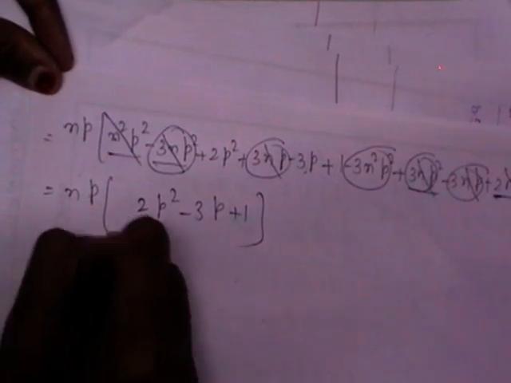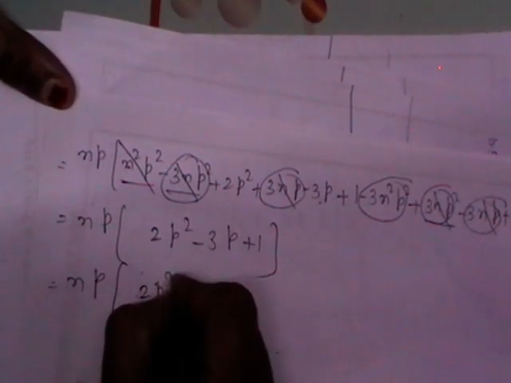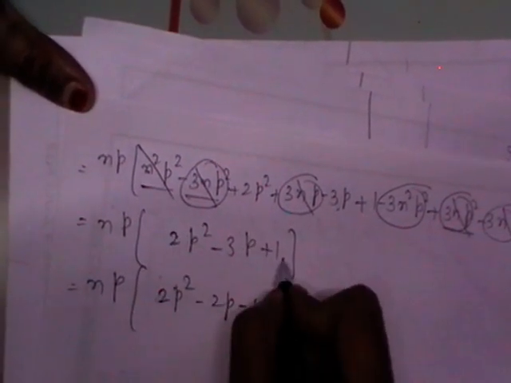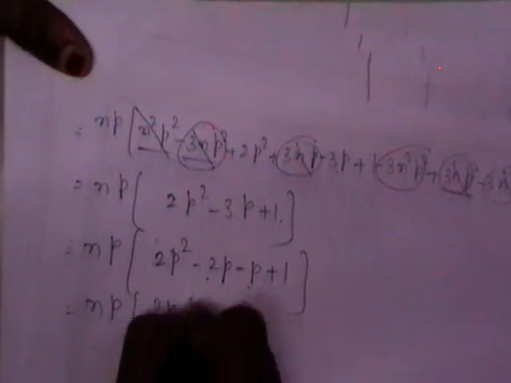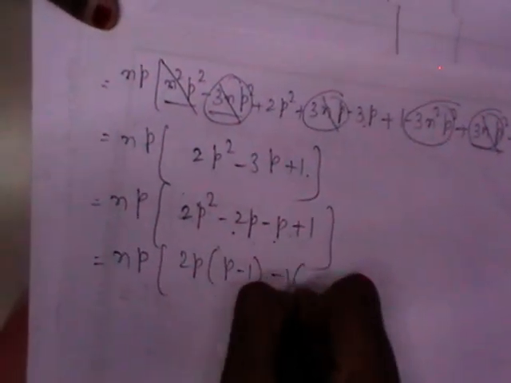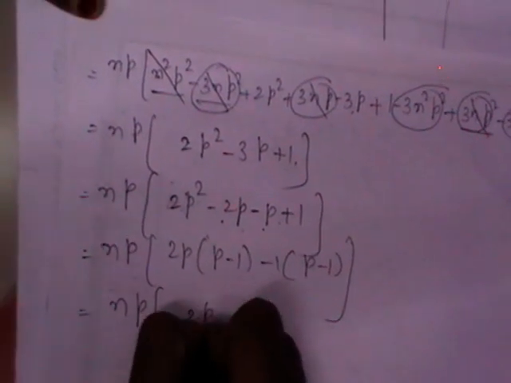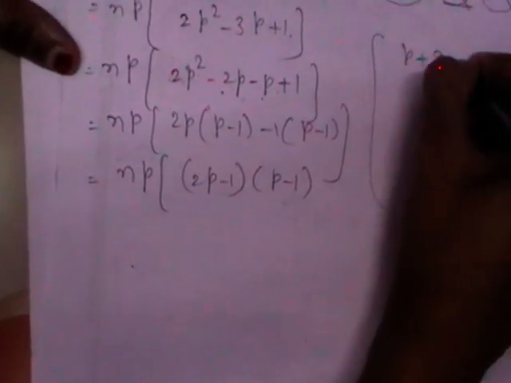Now I think you can split the middle term, or we can write this by factorization. For 2, factors are 2 into 1. We can write 2p square minus 2p minus p plus 1. So np into, if you take out 2p common from this, p minus 1, minus 1 into p minus 1, regular factorization, np into 2p minus 1 into p minus 1. So let us see if there is further simplification for this. Is p plus q equal to 1?